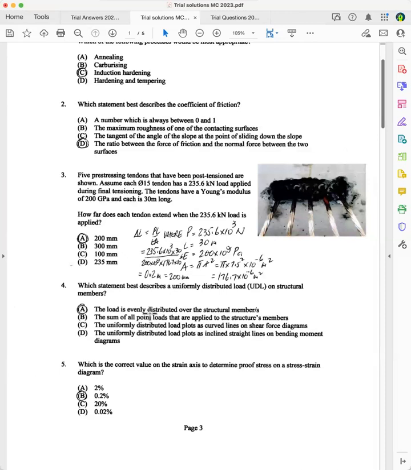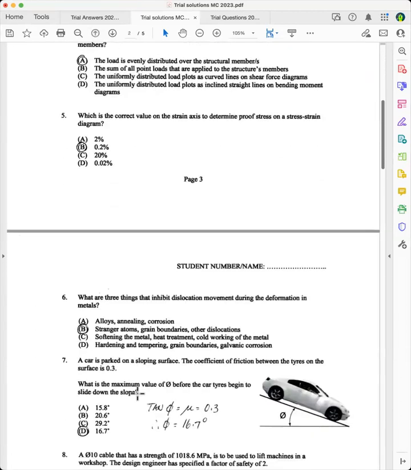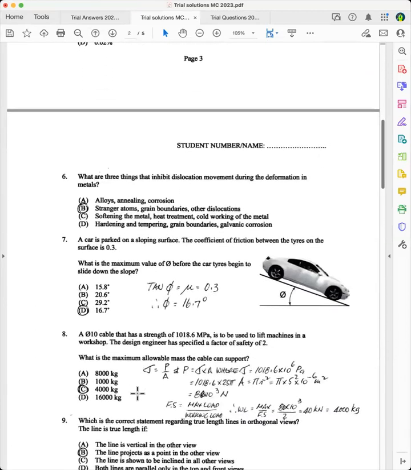There's no load plots in it. So it's the load that's evenly distributed over the structural members. Which is the correct value on the strain axis to determine proof stress on a stress strain diagram? You should know that straight away. It's 0.2% strain. I think most people got that.